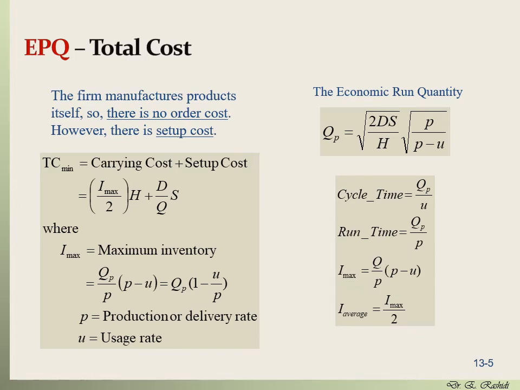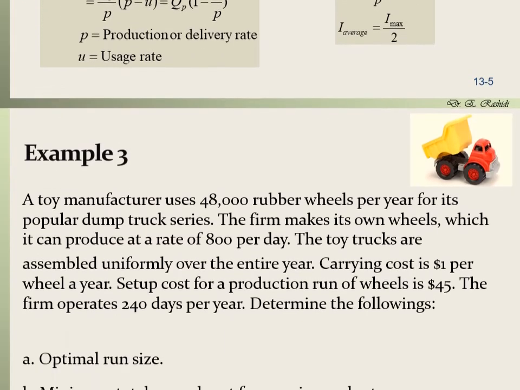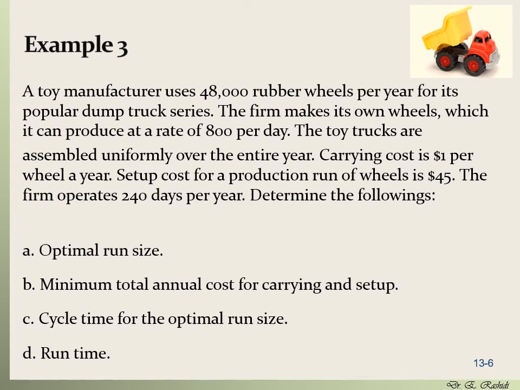So let's now see an example. A toy manufacturer uses 48,000 rubber wheels per year for its popular dump truck series. The firm makes its own wheels, which it can produce at a rate of 800 per day.